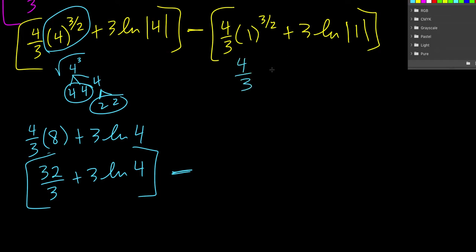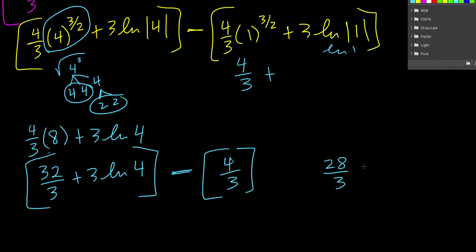And then this is natural log of the absolute value of 1, which is the same as natural log of 1. Natural log of 1 is just 0, and 0 times 3 is 0. So this entire bracket just becomes 4/3. Okay, so now we're just going to do 32 minus 4. That's going to give us 28/3 plus 3 natural log 4.